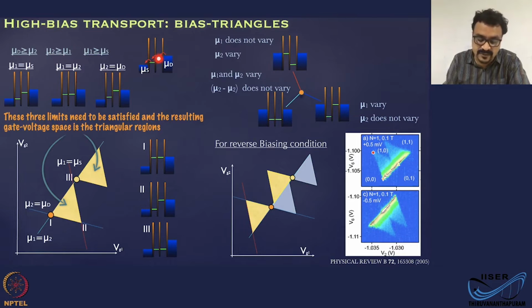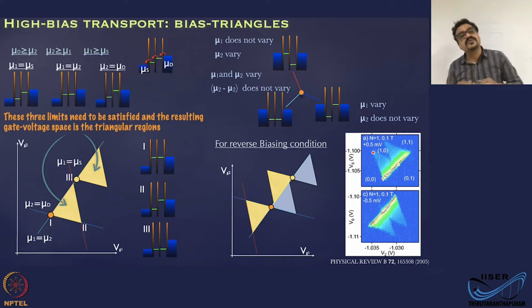Then only the electron in the second dot can tunnel to the first dot, and eventually mu1, the electrochemical potential of dot 1, should be more than or equal to mu s, or mu s should be less than or equal to mu1. Then only this electron can finally reach the source. What this says is, these equalities are the limiting cases for the current to flow through. Mu1 equal to mu s.